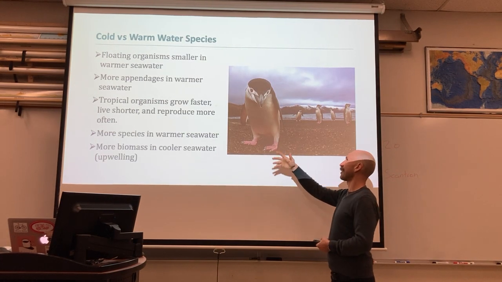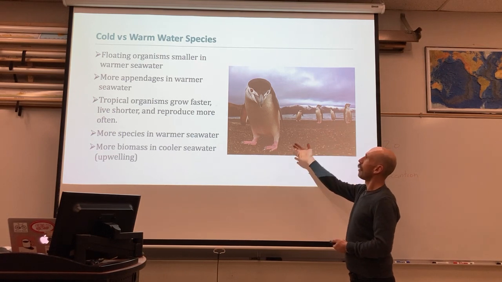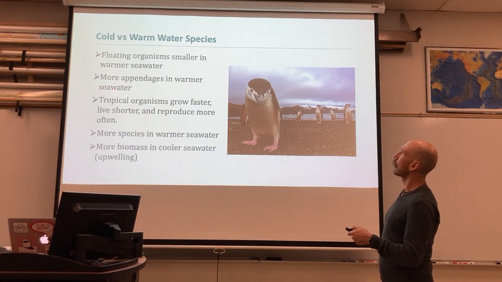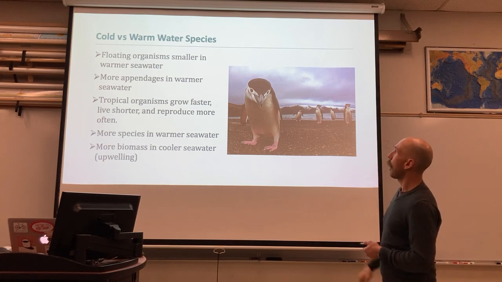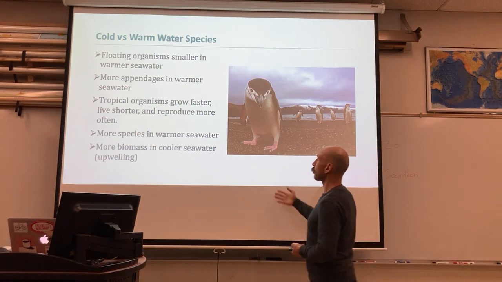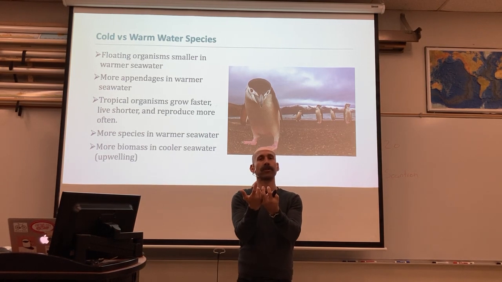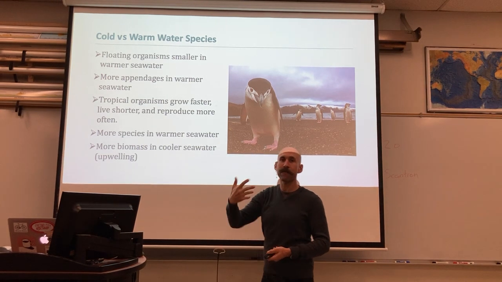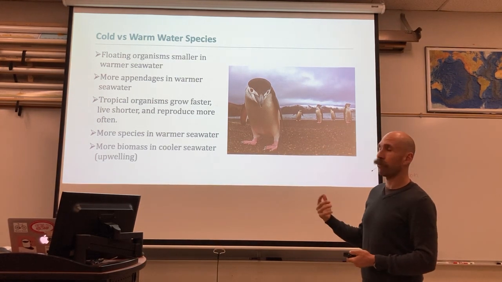Certain species, like these cute little penguins here, are specially adapted to colder environments. Other species are specially adapted to warmer environments. We see in warmer environments, there's more appendages. The organisms there grow faster, live shorter, and reproduce more. And the floating organisms are smaller because it's harder to float. In cooler seawater, there's more biomass, and this has to do with upwelling of deep ocean currents that's bringing cold, nutrient-rich water to the surface that feeds the phytoplankton, allowing for these mega plankton blooms that really support the marine life food web.